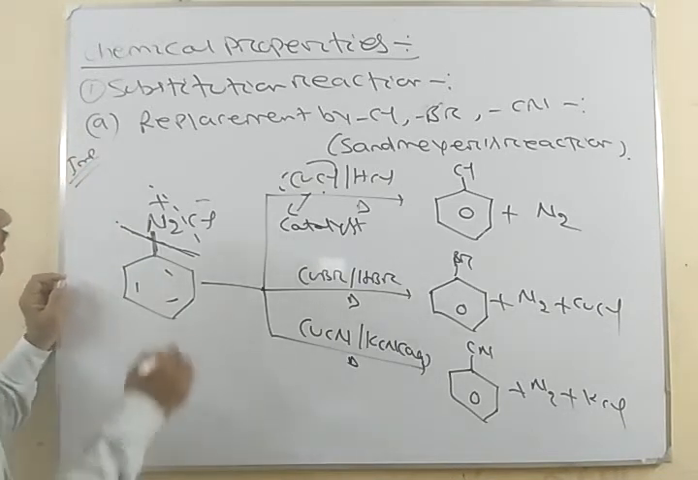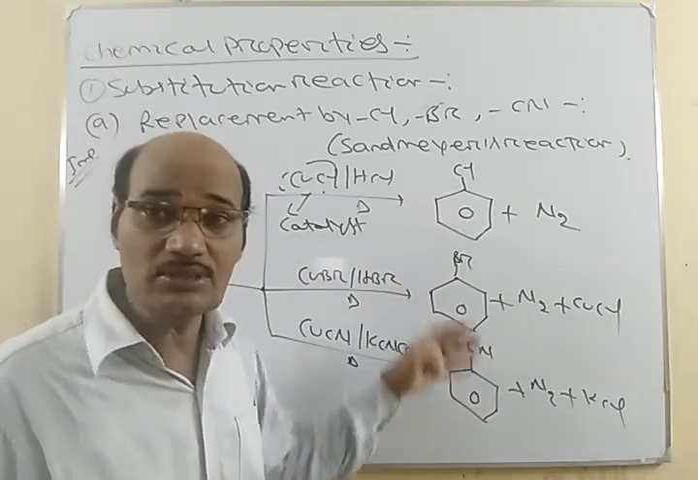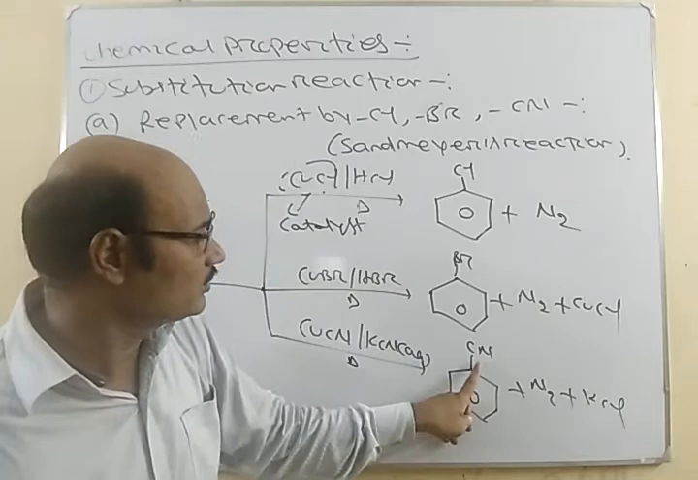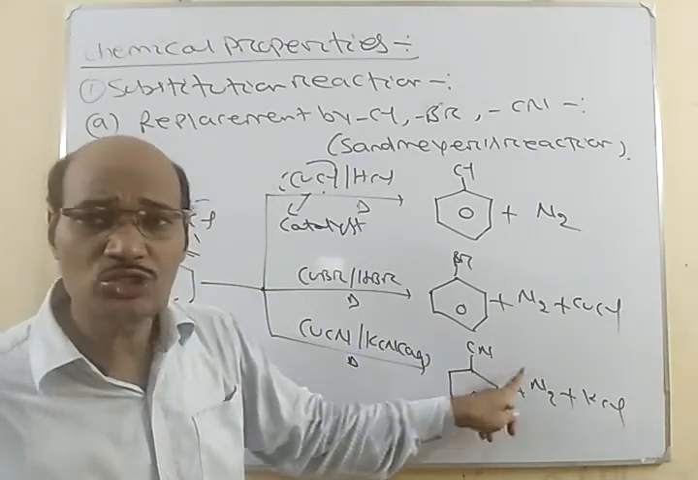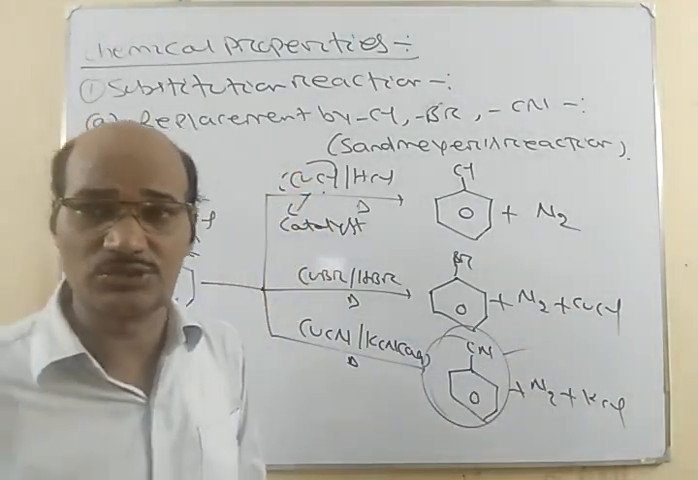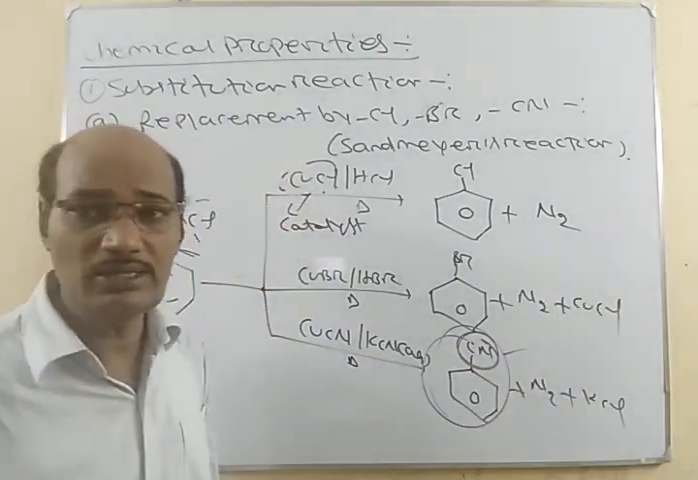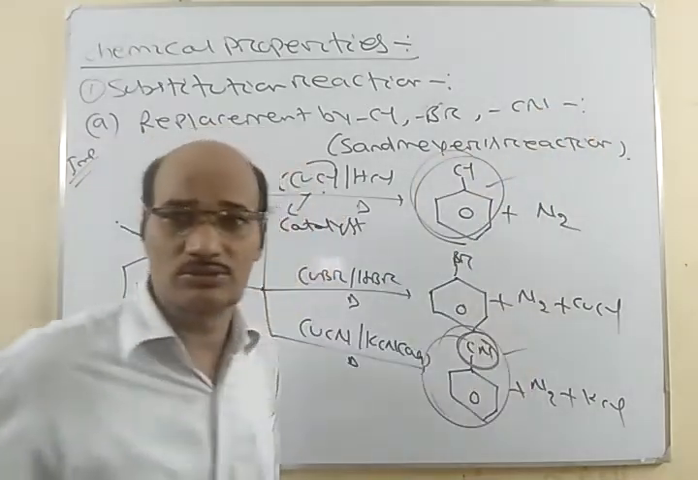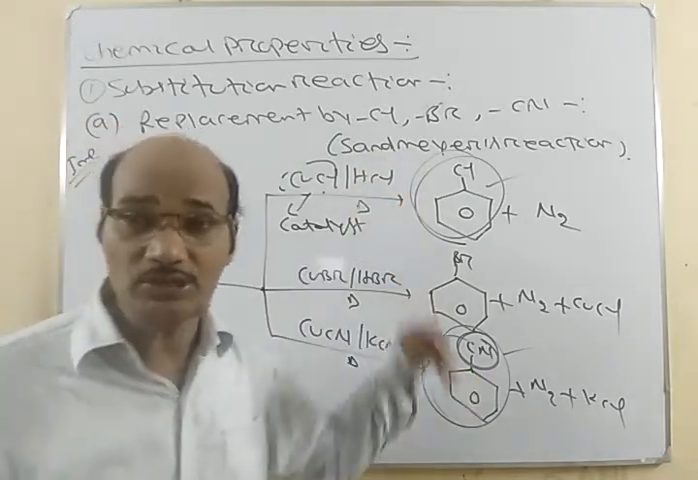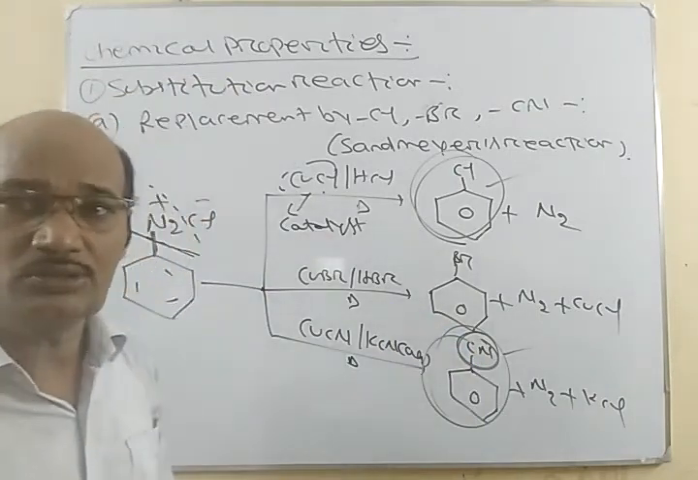And once you convert this benzene diazonium chloride into chloro or bromo or cyano, from this we can go for further different kinds of organic compounds. For example, the cyanide undergoes hydrolysis to give COOH, benzoic acid. This CN again can convert to CH2NH2 by reduction. Similarly, the chloro we can convert to alcohol. So once you convert BDC into chloro, bromo or cyanide, further organic compounds can also be obtained from it. So it is one of the most important reactions, the Sandmeyer reaction.